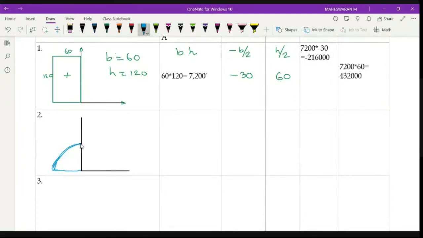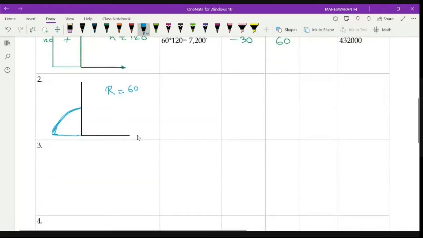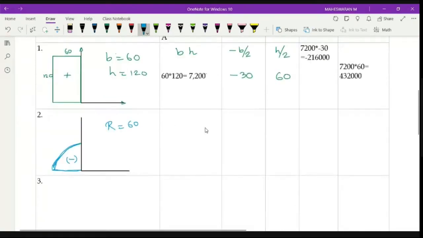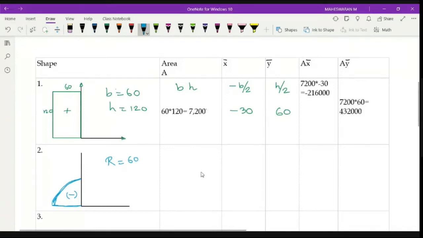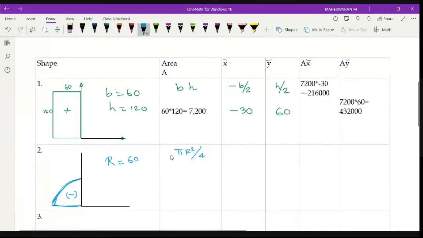So this is my semicircle. R is equal to 60, right? So I got my semicircle, and it is a negative term, because I'm going to subtract this. Okay. So area is pi r square by 4, right? It is pi r square by 4. So of course you have to put minus, indicating that I am going to subtract it.